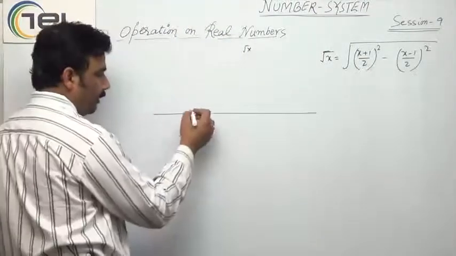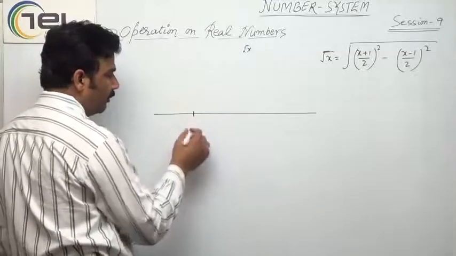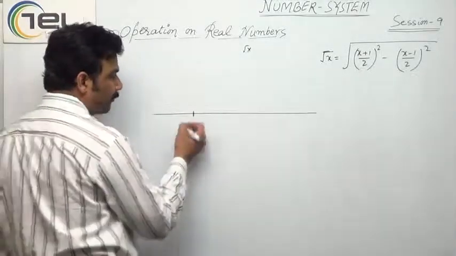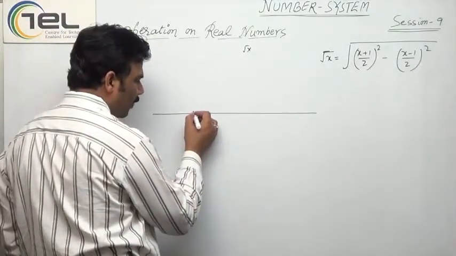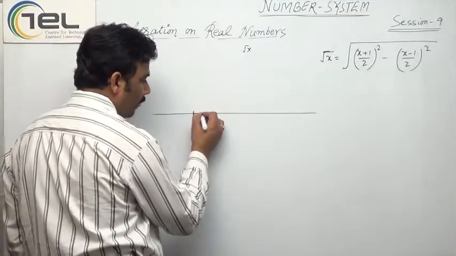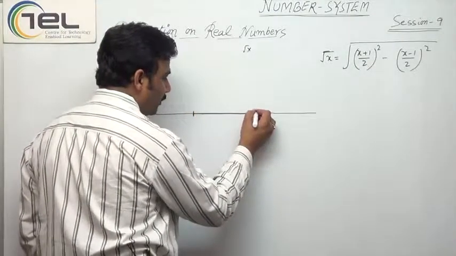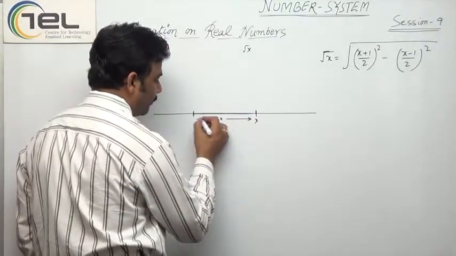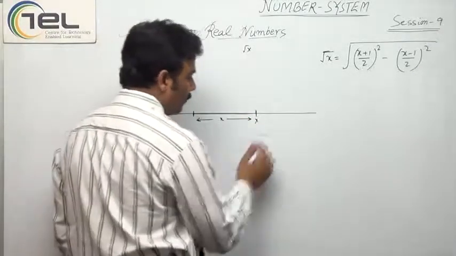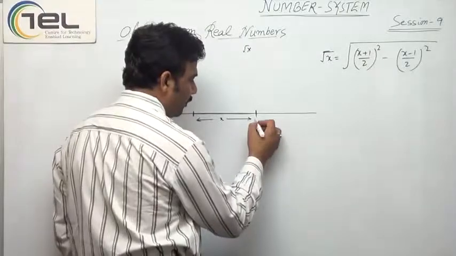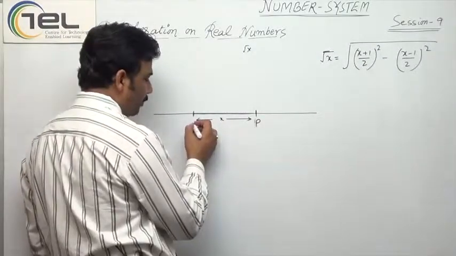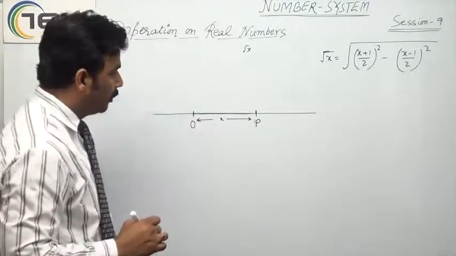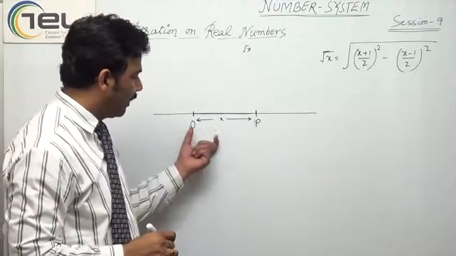If I take a number line, I will mark any point here, and I will start from here. I will just take a line. This point is x, so this distance is x. Let's say I mark this point as P, and this point as O. So I have marked OP, which is x.